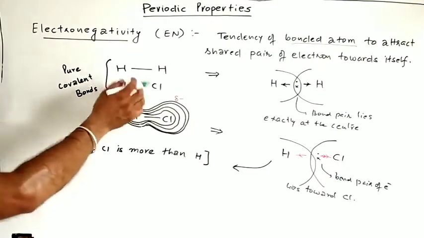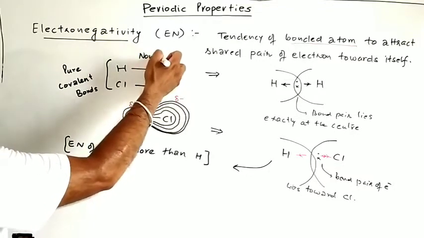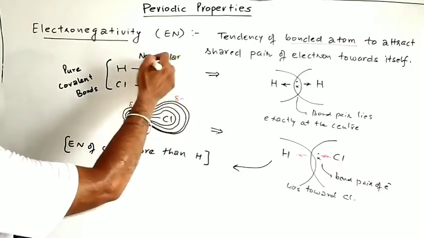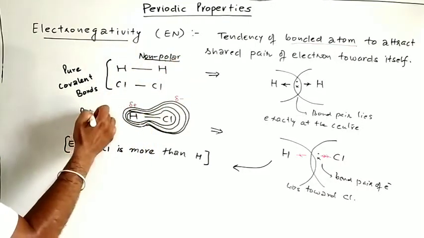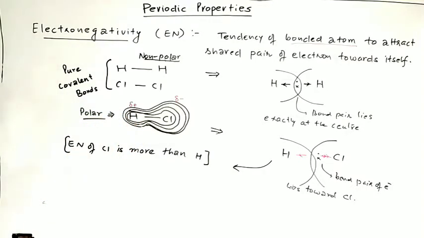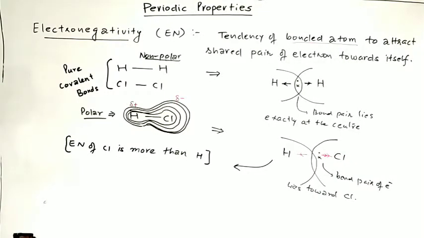Okay, these two bonds are non-polar, you may have read about it in 10th as well, non-polar covalent bond, and this is known as a polar covalent bond. It has some ionic character. HCl is not a pure covalent bond. It has some ionic character. So ionic character is because of the electronegativity difference. So electronegativity is the tendency of a bonded atom to attract the shared pair of electrons toward itself.